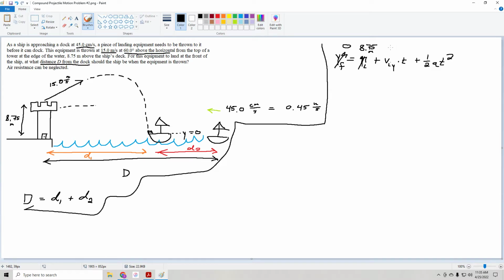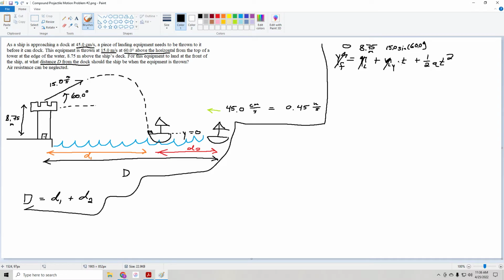What is the y component of the initial velocity? Well, that is 15.0 sine of what angle? Well, we were told this was 60.0 degrees, so sine of 60.0 degrees.